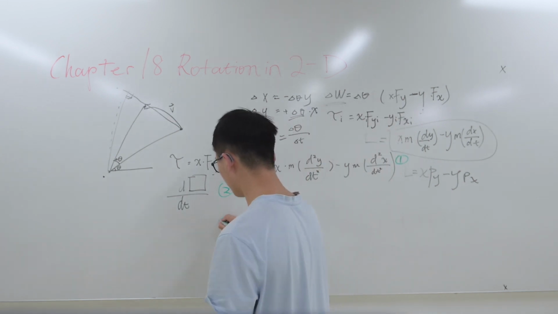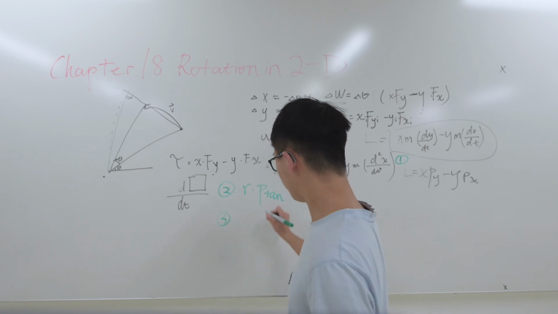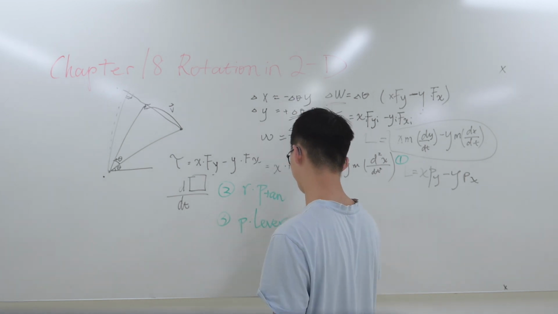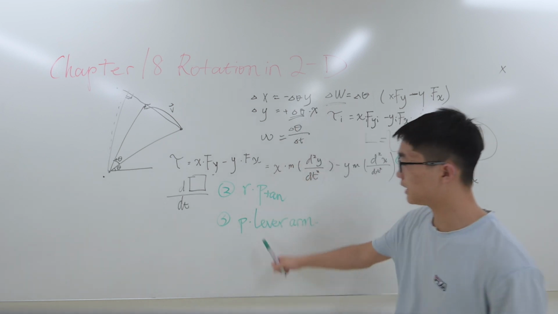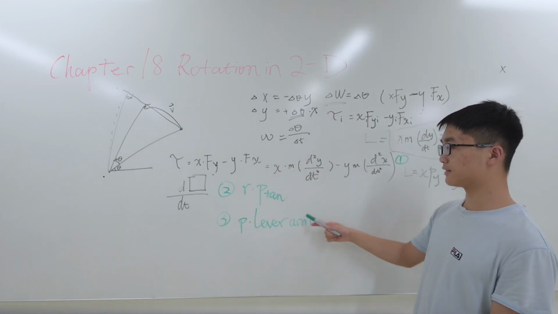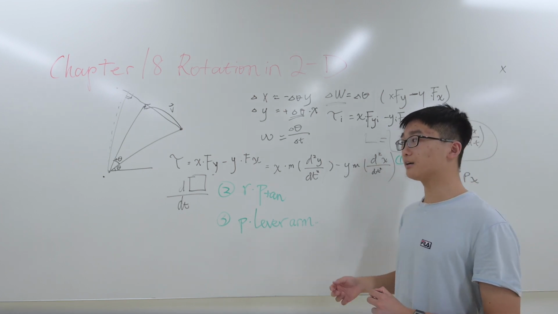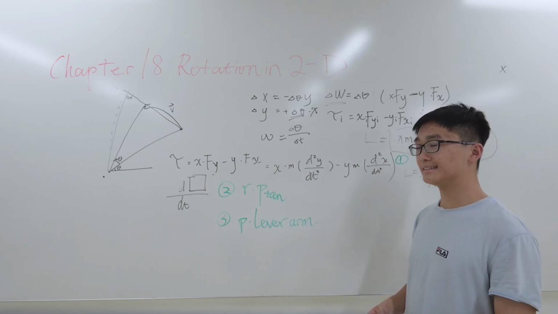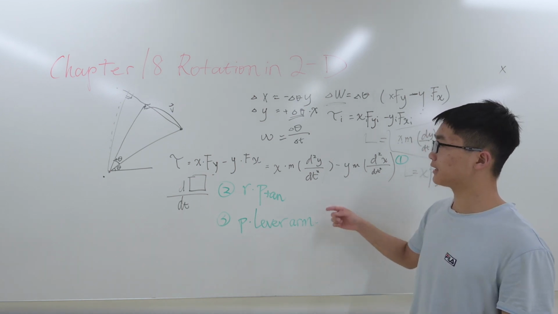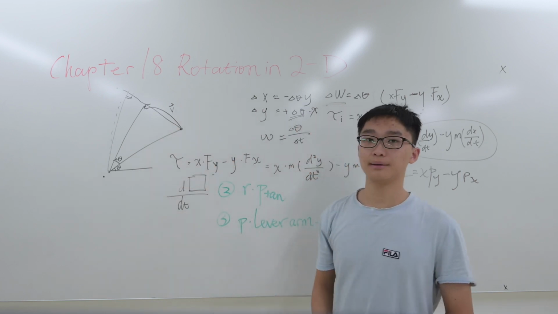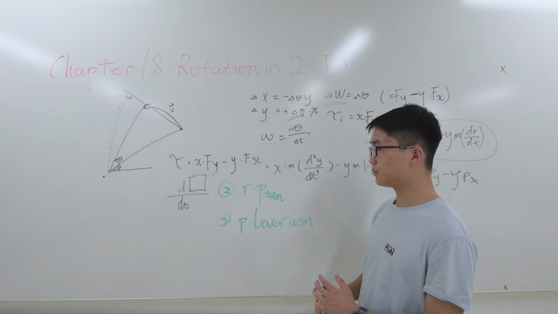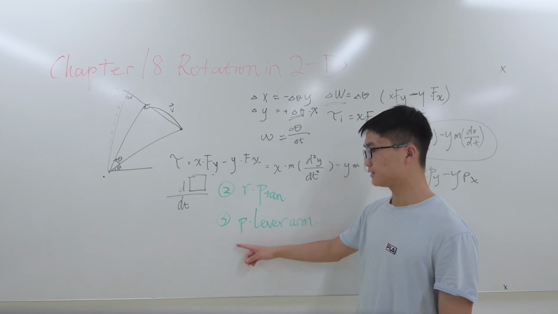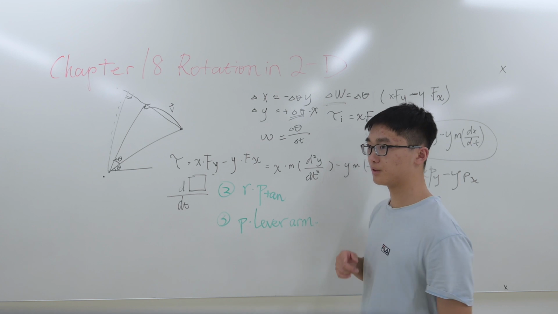The third way that we can calculate it is P times the lever arm. So this is the third way. This is just kind of the same as when we calculate the torque. We said that the torque is the lever arm times the force. And because we took the derivative of that thing, the force turns into the momentum.